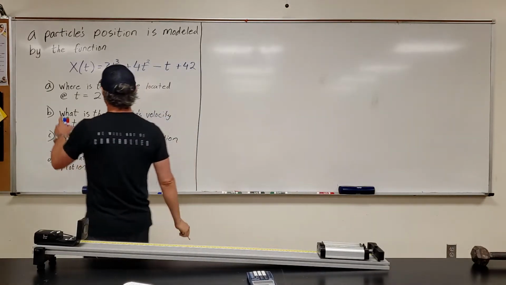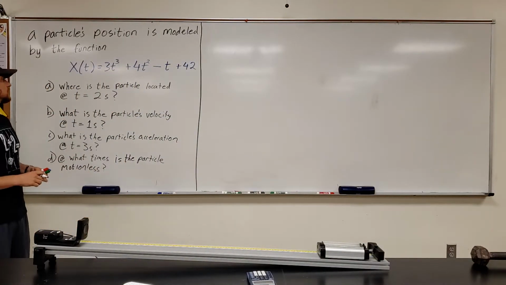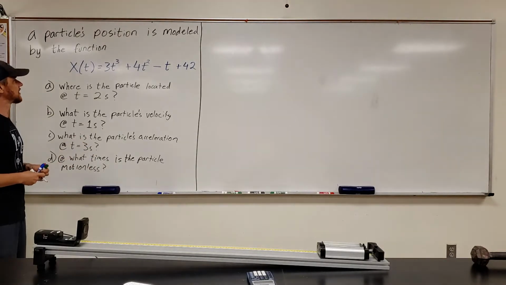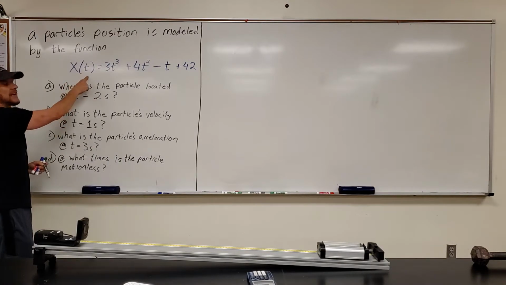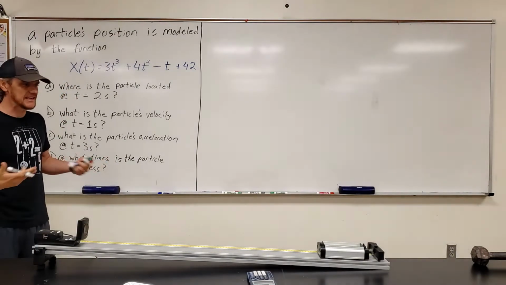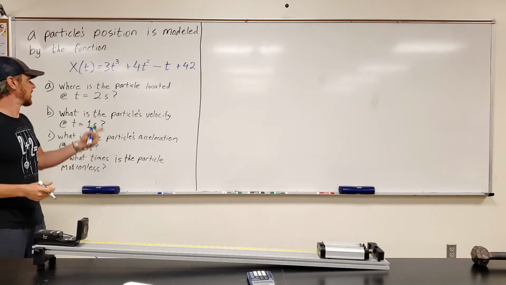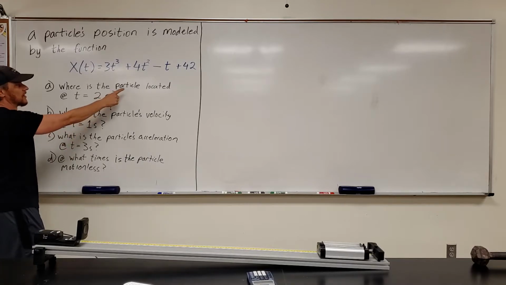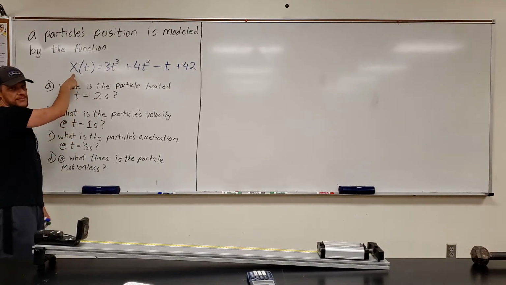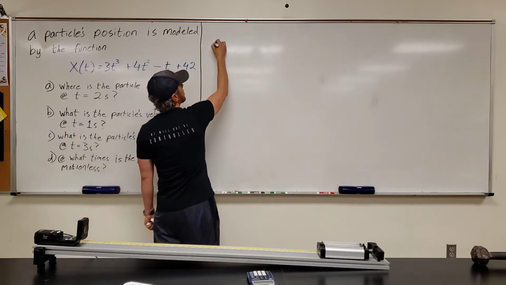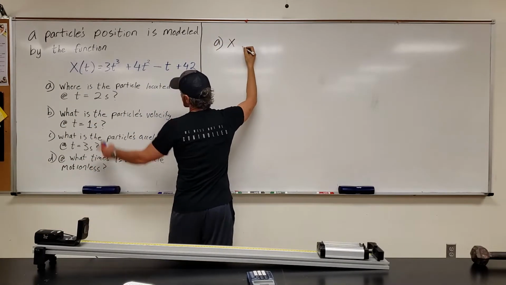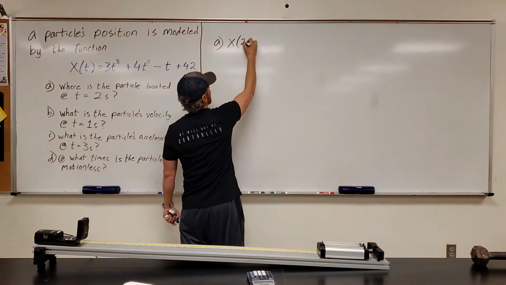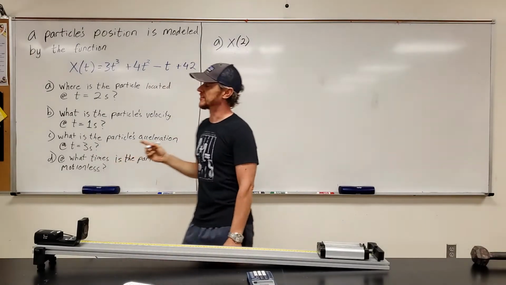All right, so part A says, where is the particle located at t equals 2 seconds? This you could actually answer without calculus, because x of t, our position as a function of time, tells us exactly where the particle will be located. At time t equals 2 seconds, if I want to know where the particle is, then I want to know what the position is. So for part A, all I need to do is substitute into my position function and evaluate it at t equals 2 seconds.